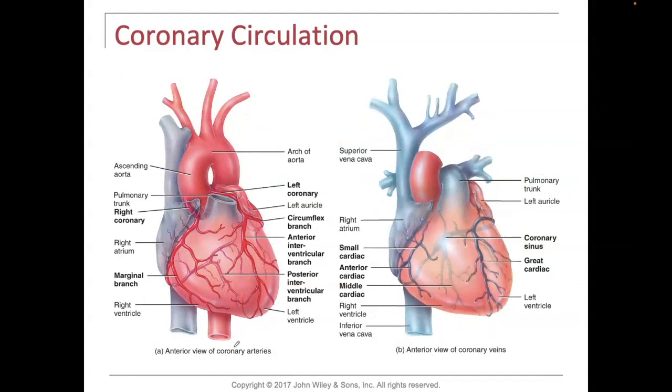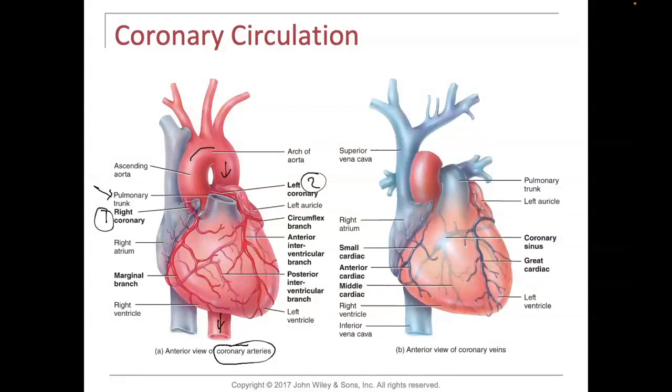So on the left-hand side, we're looking at what comes off the coronary arteries. So right here is the right coronary, and over here is the left coronary. And you can see that the pulmonary trunk is cut, so you can really see the origin of those two coming off the ascending aorta. Here's the ascending aorta, here's the arch of it, and then here's the descending aorta.